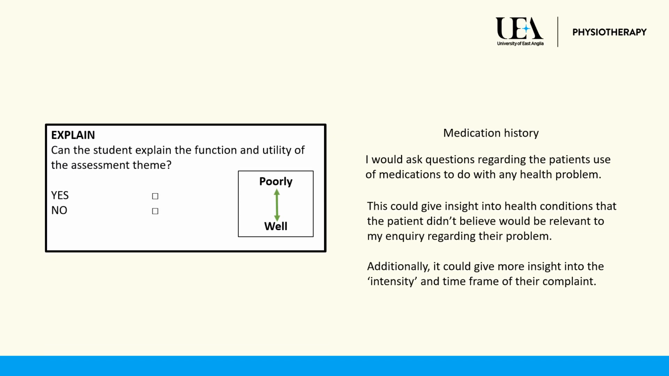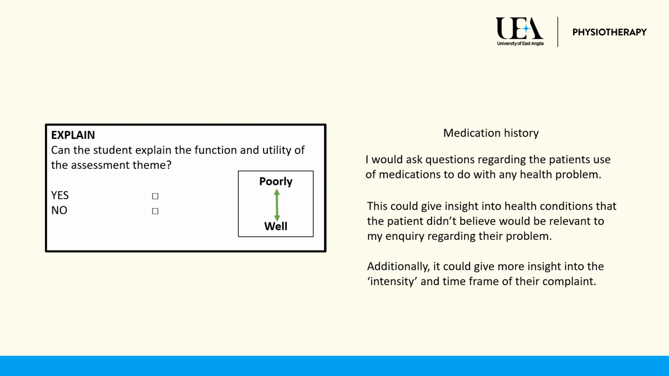We build under the Describe cue card with the Explain cue card. So whereas describing, we are simply seeking what the assessment theme is, explaining is finding the function and utility of the assessment theme. So for example, with medication history, they could ask this in order to give insight into health conditions that the patient didn't believe would be relevant to them during the assessment. So your patient may not think it's relevant to mention that they have anxiety and depression, but seeing that they are taking sertraline might lead to a conversation into this.